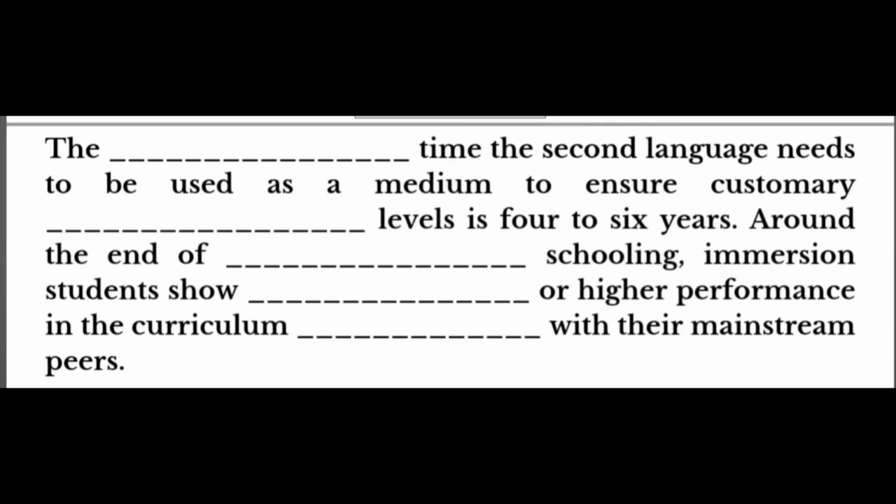The minimum time the second language needs to be used as a medium to ensure customary achievement levels is 4 to 6 years. Around the end of elementary schooling, immersion students show equal or higher performance in the curriculum compared with their mainstream peers.